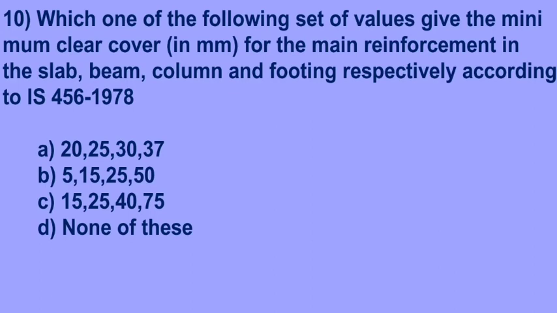Where contact with soil is coming, we are giving a 75 mm covering block. So our answer is option C. For slabs, the covering length is 15. For beams, 25. For columns, 40. And for footings, 75. Option C is the answer. Let's move to the next question.